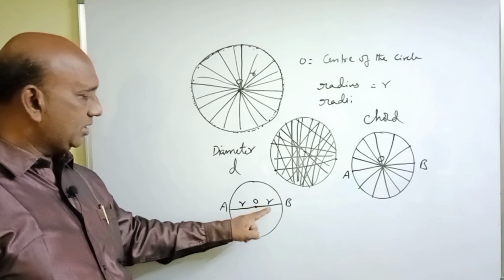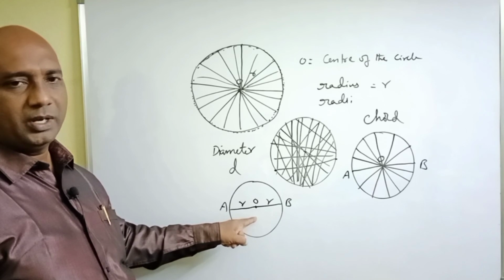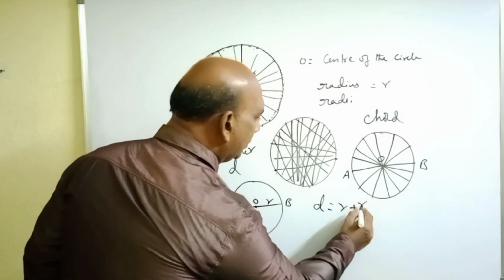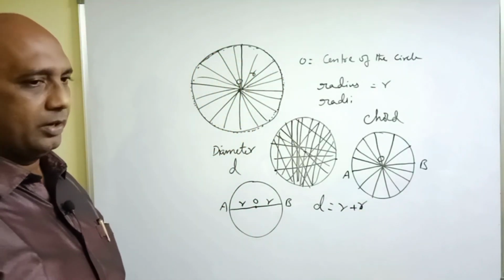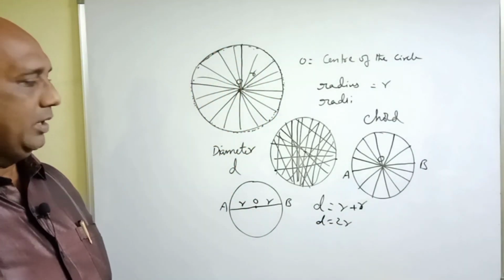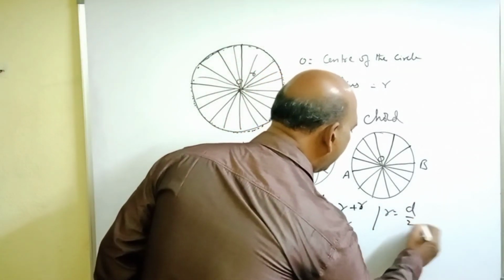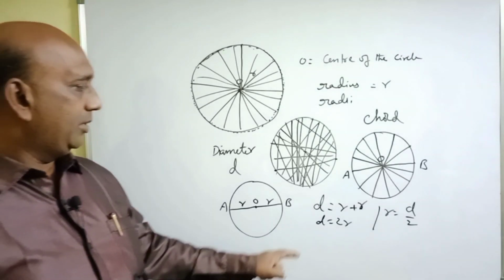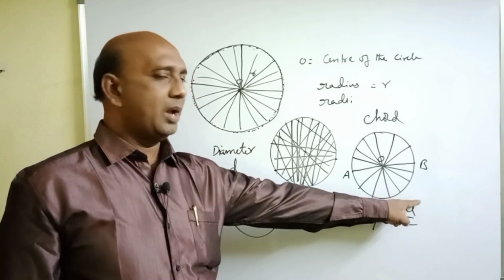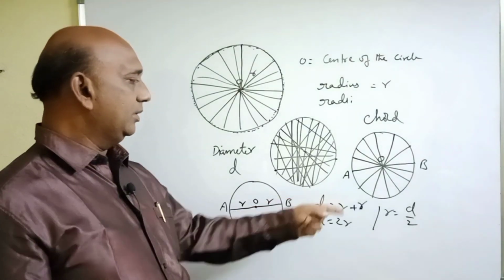So this radius plus this radius gives the full length that passes through the center of the circle, which is called the diameter. That means diameter is equal to r plus r. If we add two radii, we will get diameter. So diameter is equal to 2r. By adding two radii, we will get diameter, or radius is equal to diameter by 2, that means half of diameter.